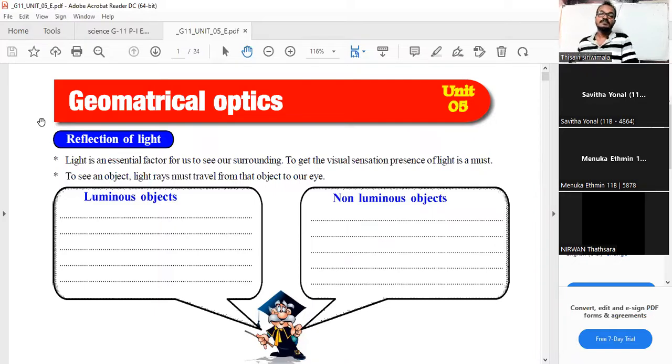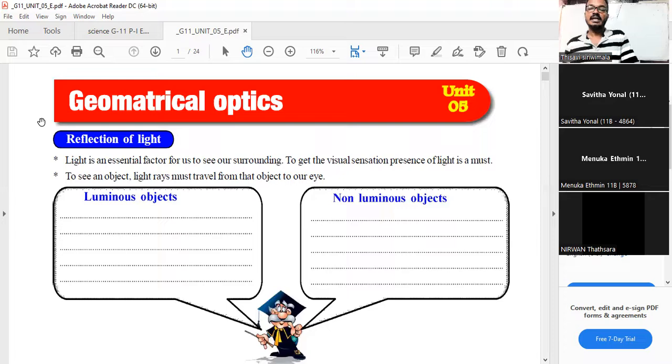Earlier you have done. Light is an essential factor for us to see our surrounding. To get the visual sensation, presence of light is a must. So in grade 6, I think I can remember, they explain what are the factors needed to see things. First one, you should have a good eyesight, and light is the other factor. The two factors are there in order to see something.